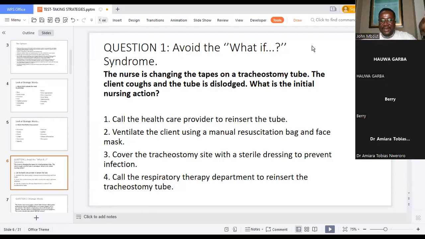Let's be frank. Let's say before this class, if you were the one, or maybe you've had a situation like this, how did you manage it? So in most cases, most candidates would think the first thing to do, the initial thing to do, remember, we're talking about you looking at strategic words, which is initial here. The first thing to do here is to do what? Ventilate the client. That's the first thing to do.